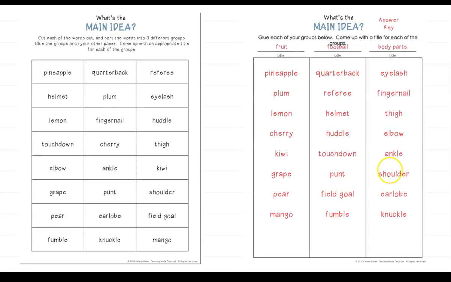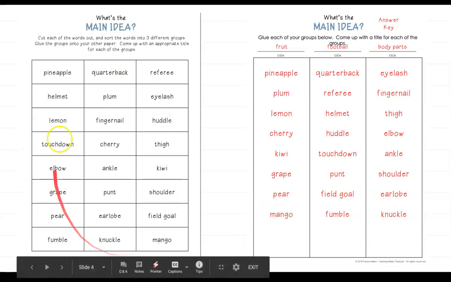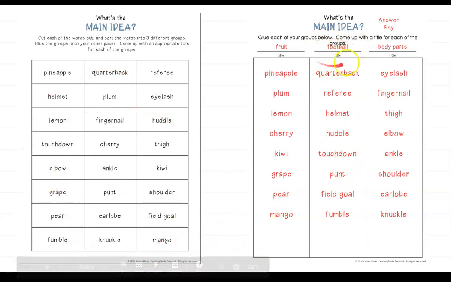All right, so if you're back, we've got fruit, so we put pineapple, plum, lemon, cherry, kiwi, grape, pear, and mango. Those were all the fruits in this box. Football, right? So we could have put sports up here like I had suggested, but football works also because these all happen or are a part of American football. So not the football we play here. That's something that us Canadians and Americans call soccer, the way that you play. But football includes all these things.